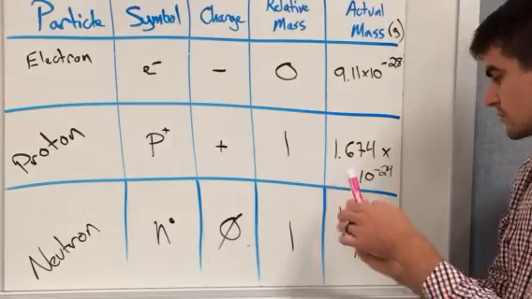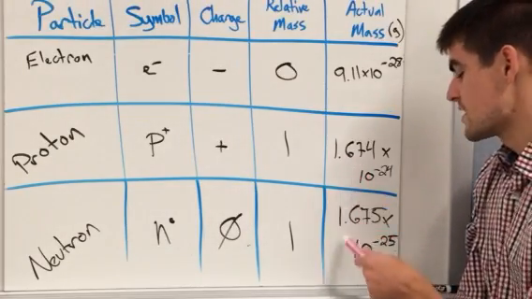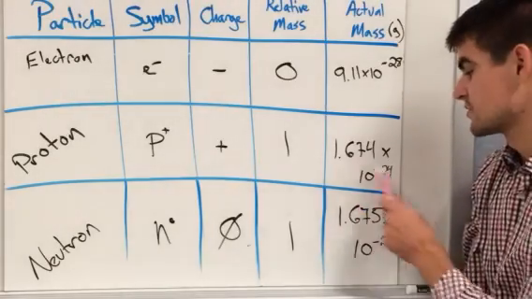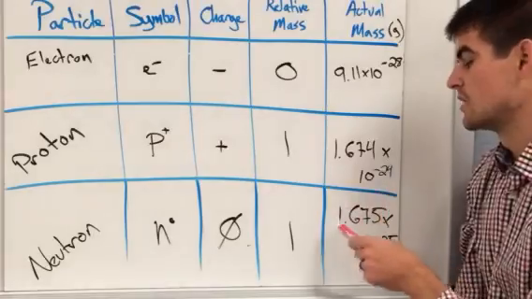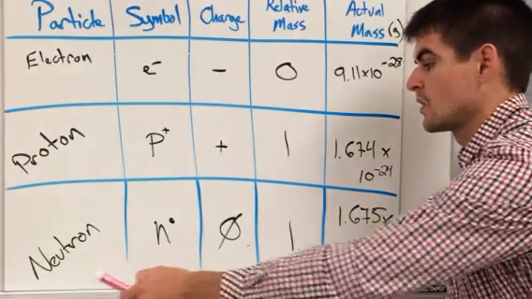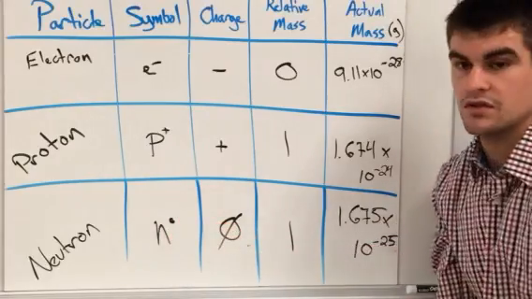And if you look at the proton versus the neutron, there's a very small difference. I mean, way out here with 24 zeros in front, not changing it a whole lot between the neutron. So relative, we say 1 and 1. Neutron, you'll see N naught or N0, with no charge.